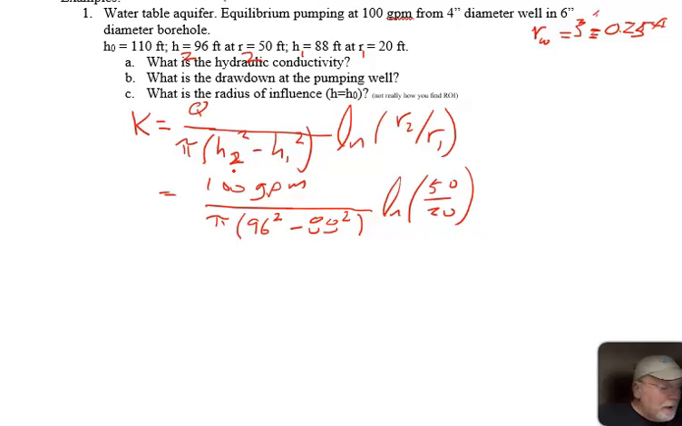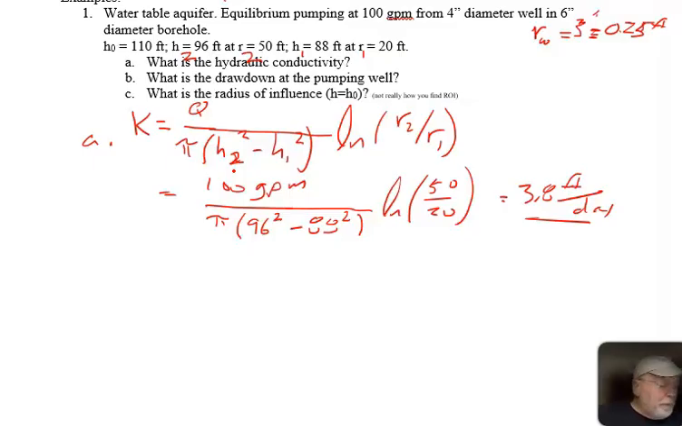I have this written down here. If you convert this Q in gallons per minute to feet cubed per day, go through that conversion, you get 3.8 feet per day is the hydraulic conductivity.